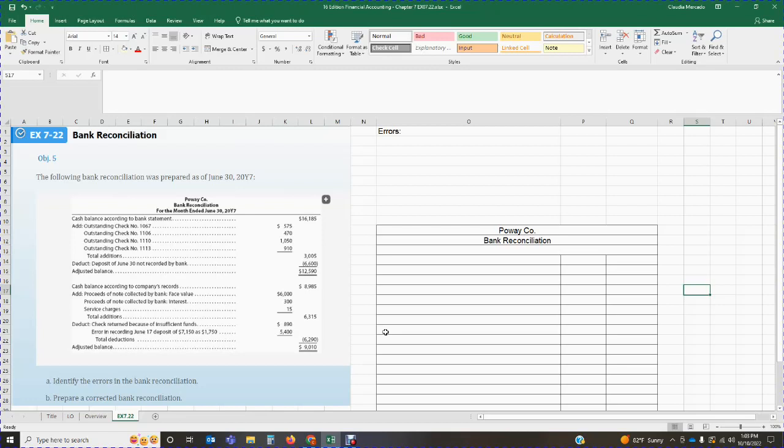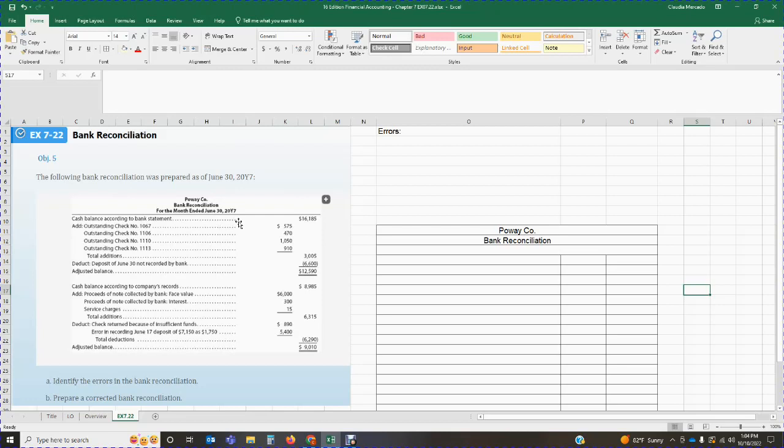Okay. So we're going to begin analyzing the reconciliation from the top to the bottom, in chronological order. First we have the name of the business, Poway Company. The title is a bank reconciliation. That is correct. Now let's look at the date. It says for the month ended June the 30th, 20Y7.